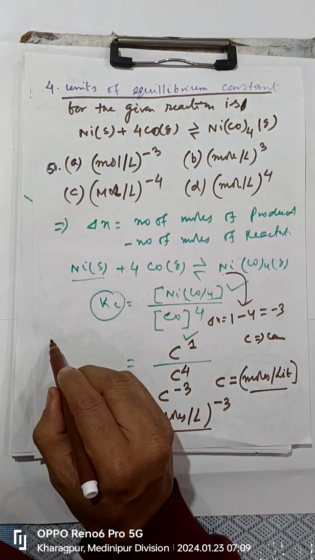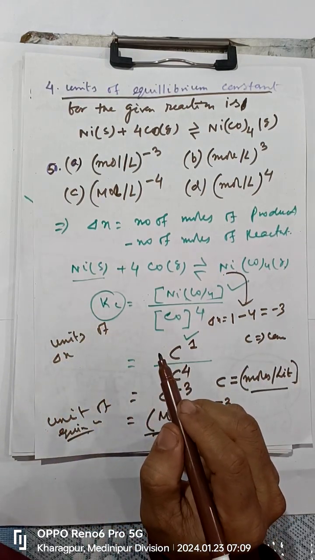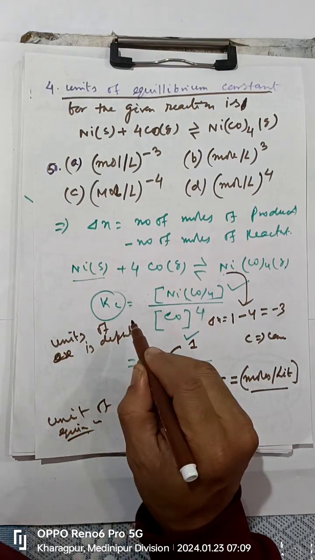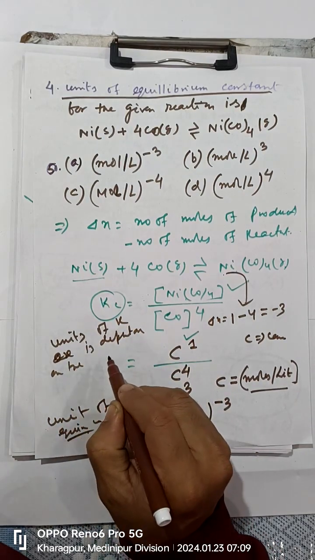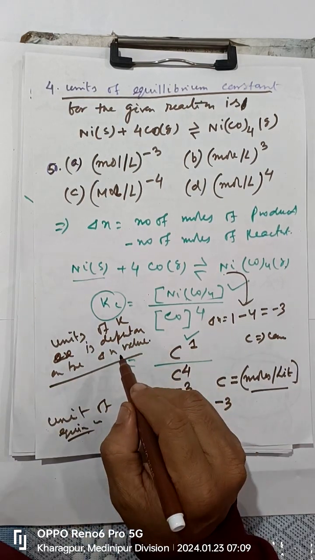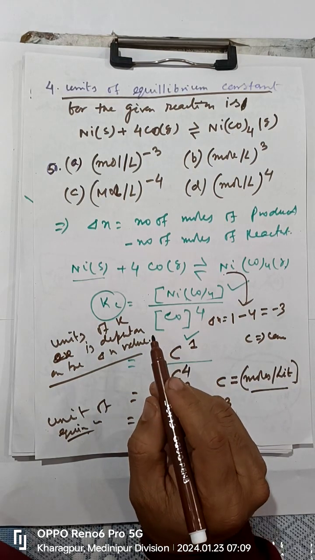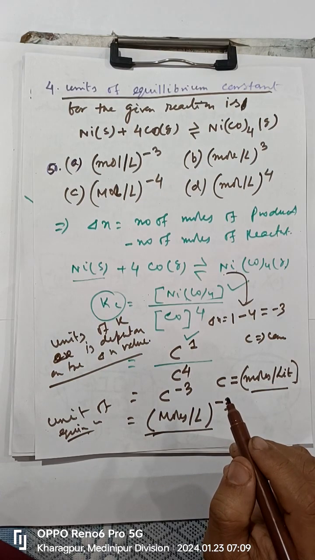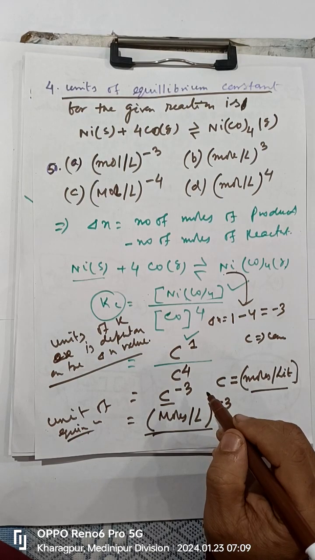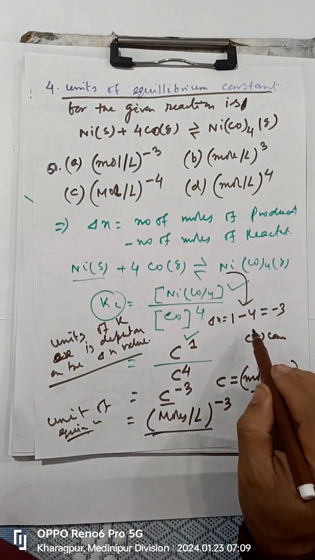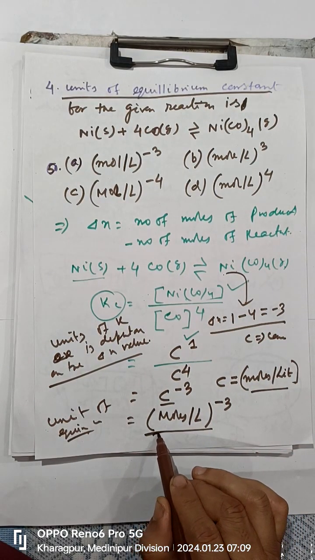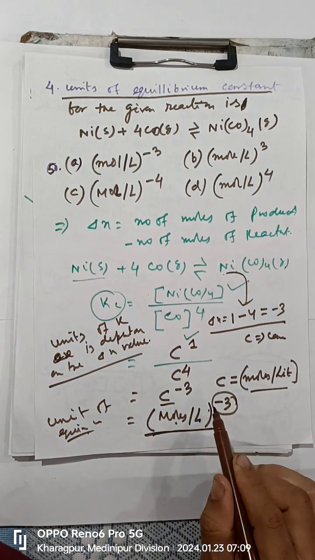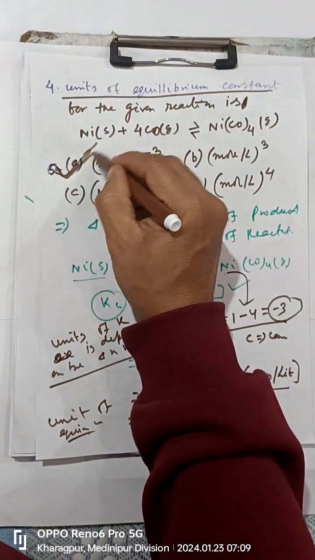So I am teaching you in a simple manner, the units of K depend on the delta N value. The power of the value of delta N determines the equilibrium constant units, which is the same as the concentration power, and which is equal to delta N. So you clearly see here delta N value is equal to minus 3, and whatever we have found from here, the unit of K is moles per liter to the power minus 3. So here is minus 3, here is also minus 3. So the option will be 1.